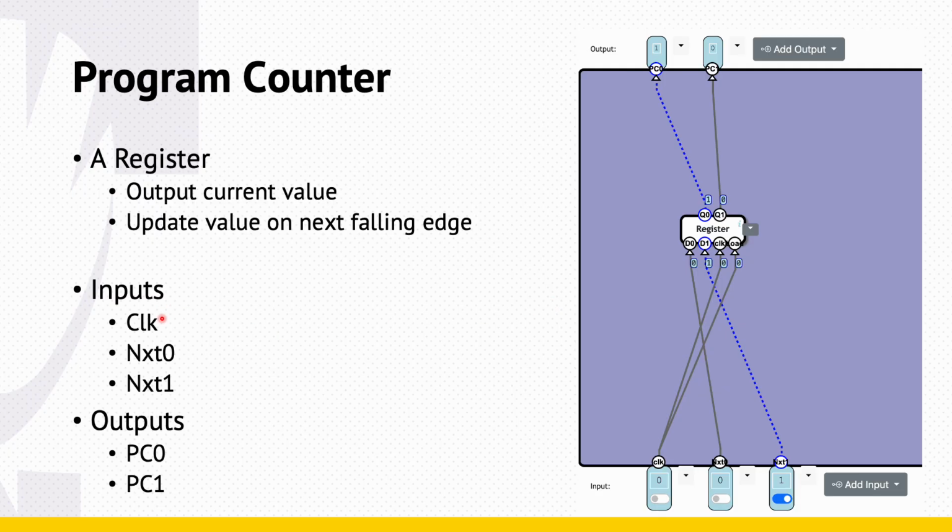So we have our inputs, clock, next 0, and next 1, and we have our outputs, program counter 0-bit and program counter 1-bit. This is going to allow us to address at most 4 instructions, right? So this is a 2-bit number that is being output from our program counter, and we can have 4 numbers represented by a 2-bit number, 0 0, 0 1, 1 0, and 1 1. So we can have 4 instructions that this program counter addresses.